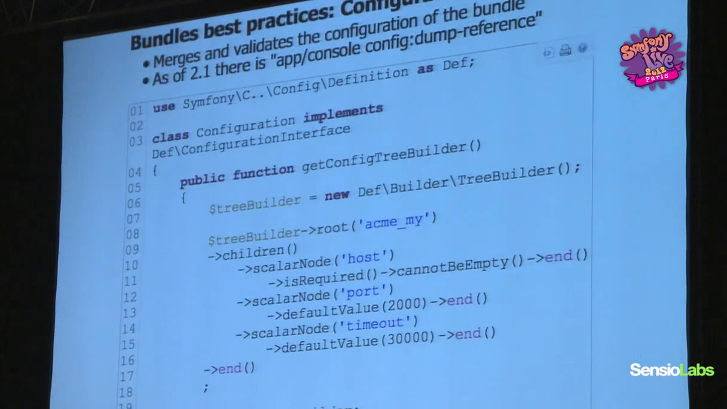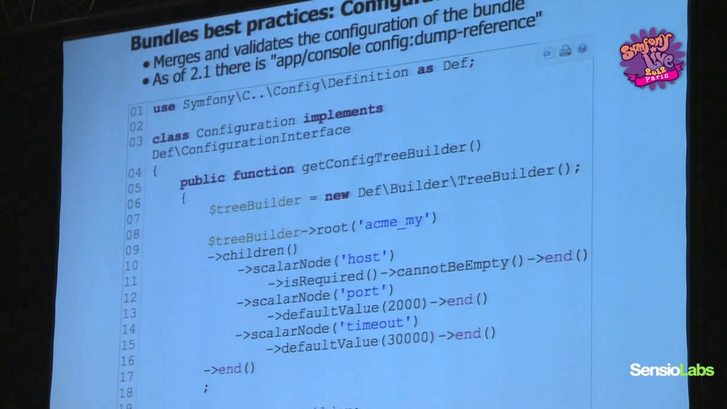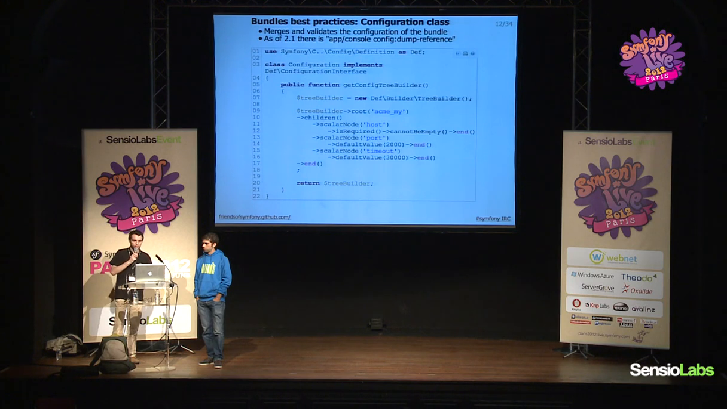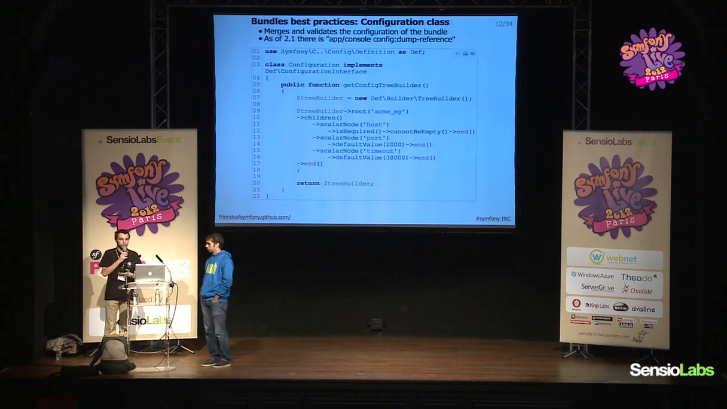So then for the configuration class, there was already a talk about it yesterday explaining all of this. So if you want more details, just look at the slide because it was a great talk. Here you can see that this was the Acme My bundle with the root node and a few children, which are what you want the user to configure.